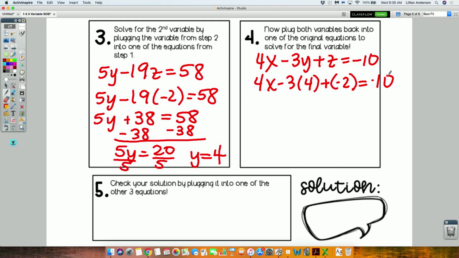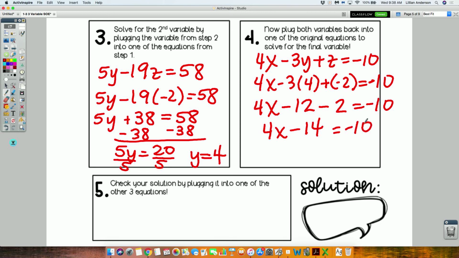Three times 4 is? This becomes a minus 12, a positive and a minus, and a negative. What does that make? A negative. So it's going to be a minus 2 equals negative 10. Negative 12 minus 2 is negative 14. Remember, same signs, you add and keep the sign. Now what? What's negative 10 plus 14? Divide both sides. What does x equal? 1.